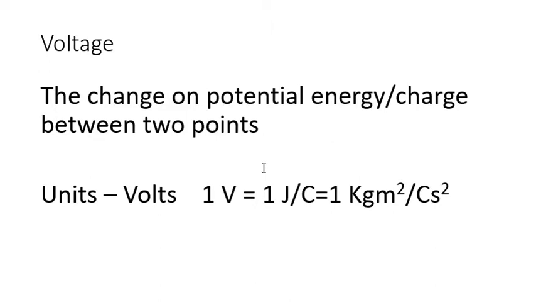The unit for voltage is volts, where 1 volt equals 1 joule per coulomb. If we broke that down to its base units, 1 volt equals 1 kilogram meter squared per coulomb second squared, because a joule is a kilogram meter squared per second squared, right? So it gets right back down to its base units, which are these 4 things.